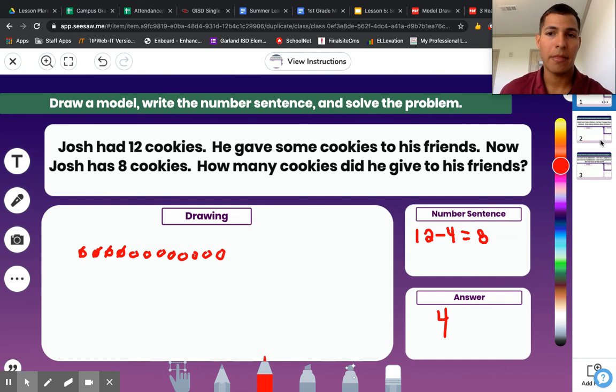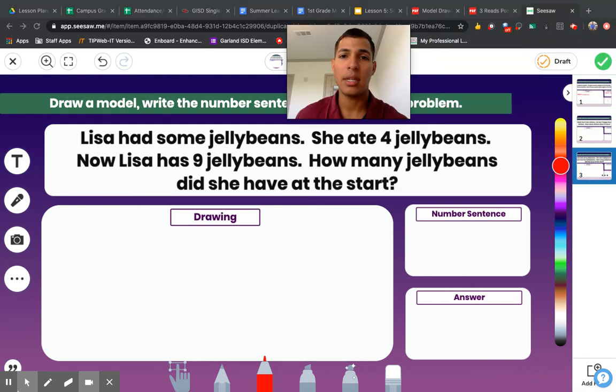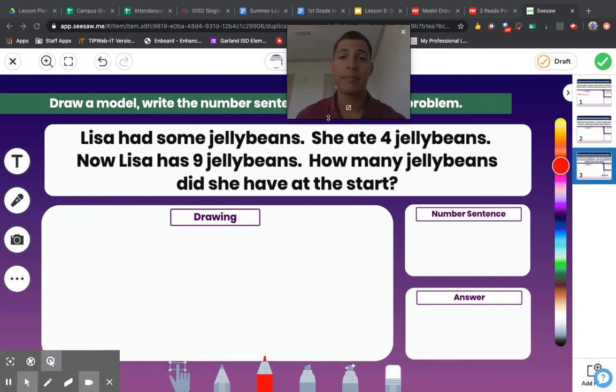Okay. When you're done, you will go to 2. You'll solve 2. You will solve 3, and you'll hit the check to submit, and that's it. You guys will be all set.